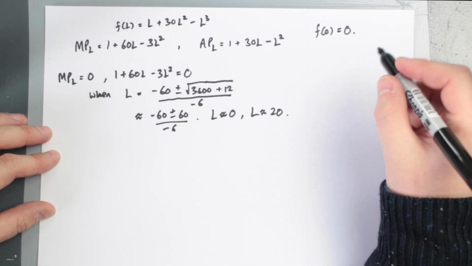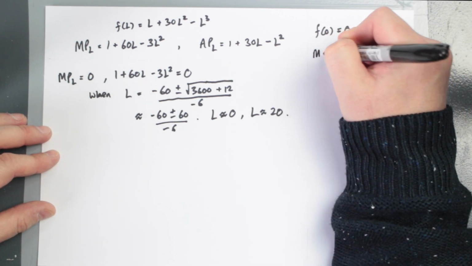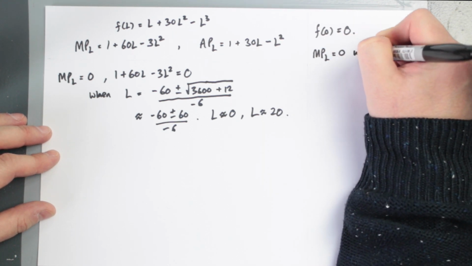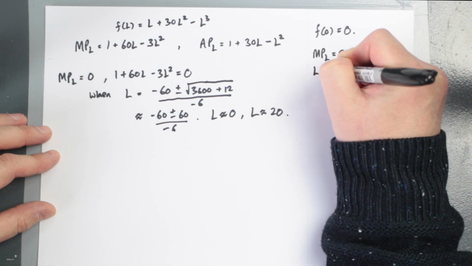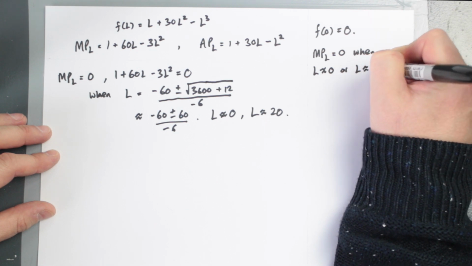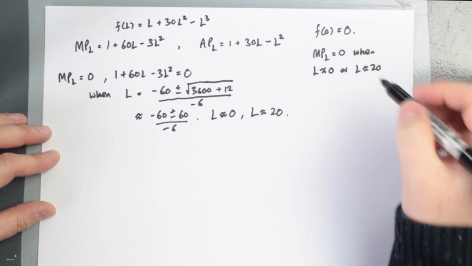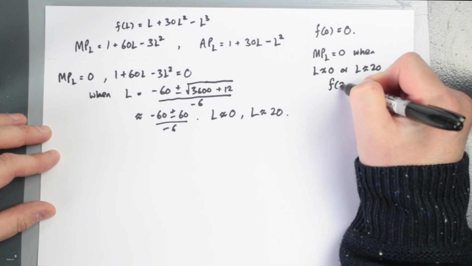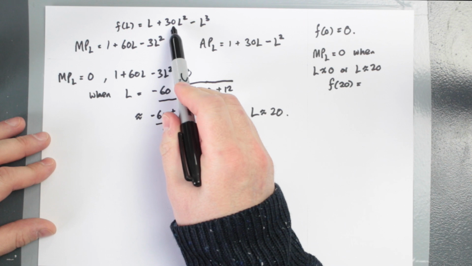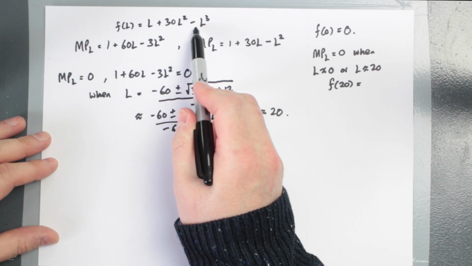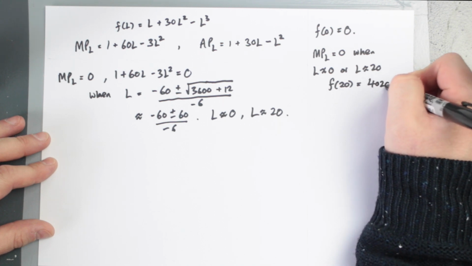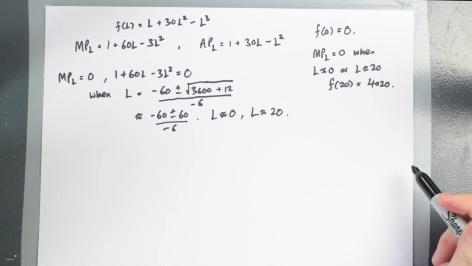It's good enough for a diagram. Okay, so we'll put on our list of facts over here, MPL is 0 when L is approximately 0 or when L is approximately 20. Maybe we could make a note as well that if we evaluate F at 20, if you just take 20 and plug it in here, 20 plus 60 times 20 squared minus 20 cubed, I've done in advance, I got 4,020. But double check my numbers, okay?